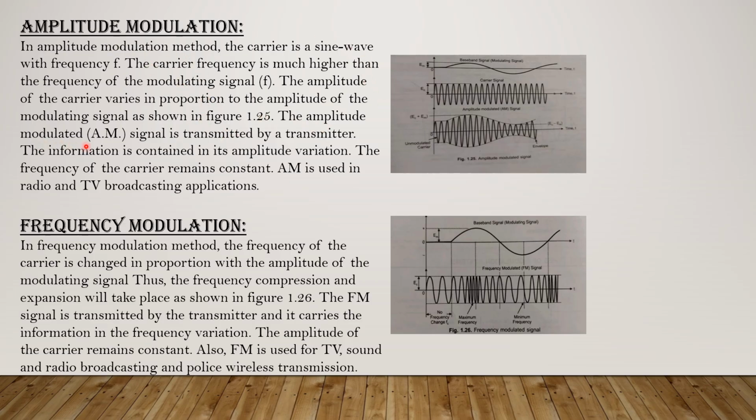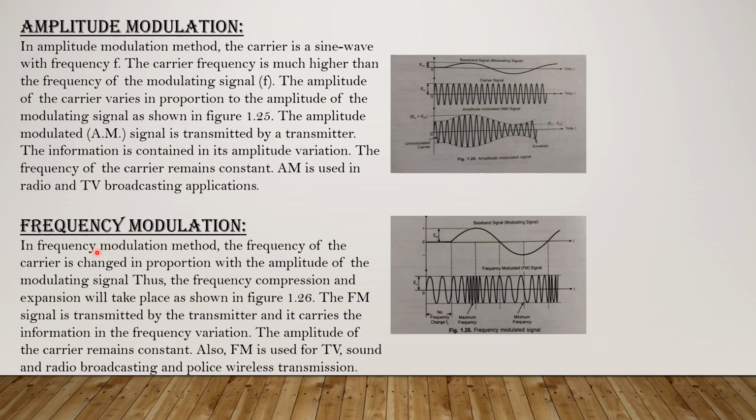The amplitude modulated, that is AM signal, is transmitted by a transmitter. The information is contained in its amplitude variation. The frequency of the carrier remains constant. AM is used in radio and TV broadcasting applications. These are the examples.